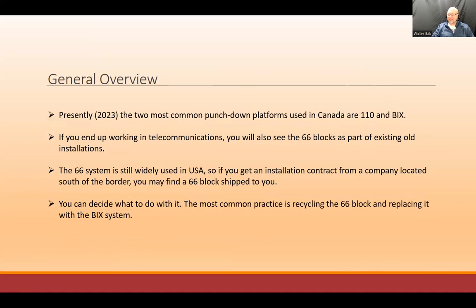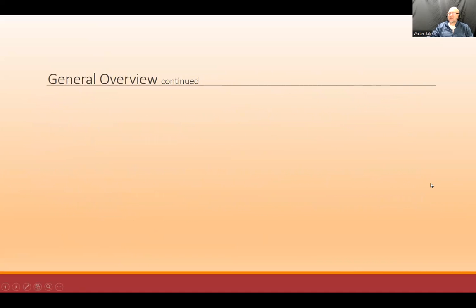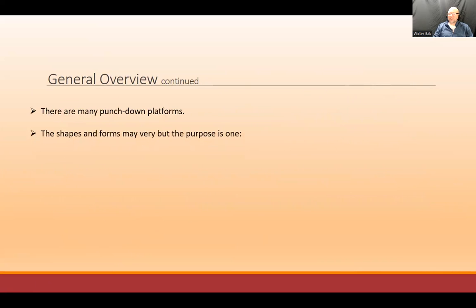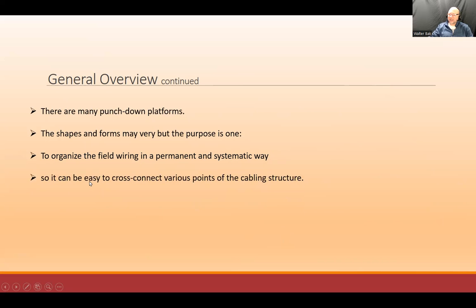All right, general overview continued. There are many punch-down platforms, and this one is mine. The shapes and forms might vary, but the purpose is one: to organize the field wiring in a permanent and systematic way. Why do we need to do that? So it can be easy to cross-connect various points of a cabling structure. If you have one, two, or three connections to make, okay, you can spider your way through it. It's not going to look pretty, but it's going to work, and it's going to be relatively easy to troubleshoot. That's what we call hack jobs.